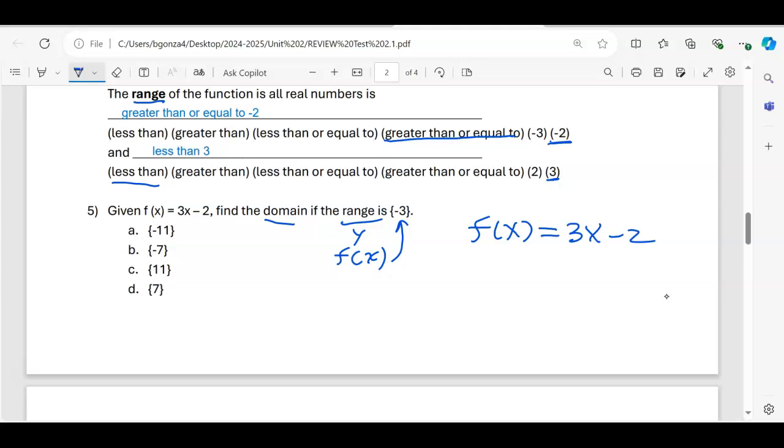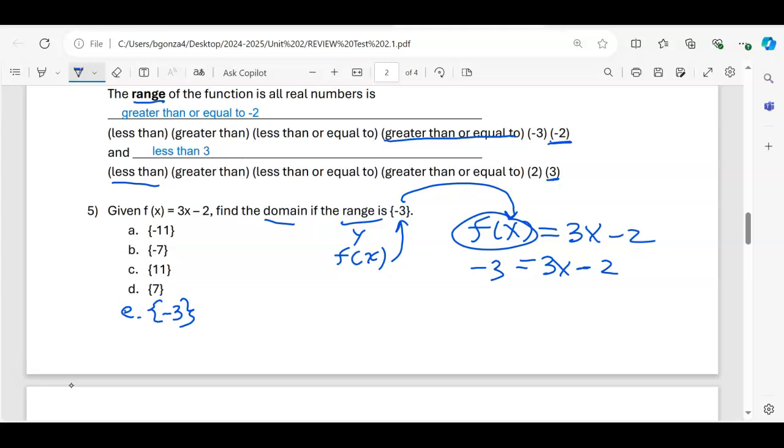And I need to plug in negative 3 into the range, the y value. So I'm not going to replace x with it. I'm going to replace y with it. This whole thing. So now it's going to be negative 3 equals 3x minus 2. Watch this. Magically, a new answer choice appeared. Ha ha ha. So anyways, we're solving for x.